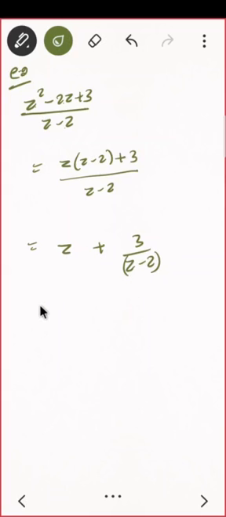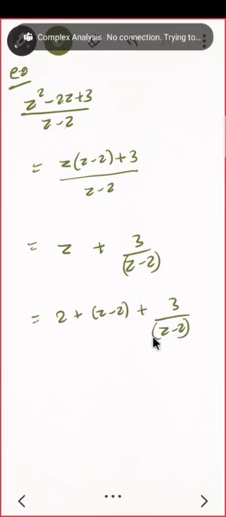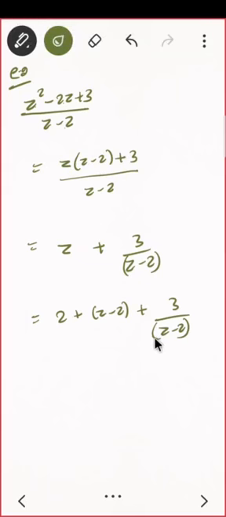So what do I do? Add 2 and subtract 2. So (2 plus z minus 2 plus 3) upon (z minus 2). Do you see? Now this is in Taylor expansion in the form of z minus 2. So what will you say now? Does it have a pole?